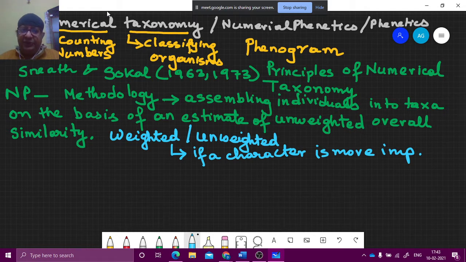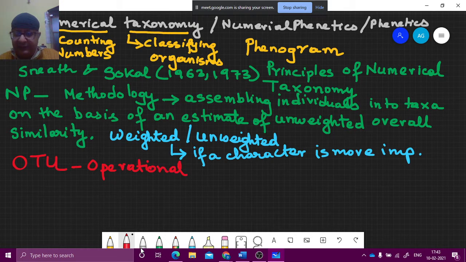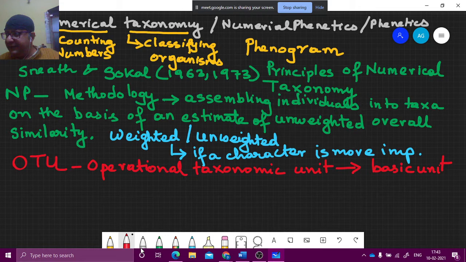Now, there are certain terms which we will be using. One of them is OTU, and this means operational taxonomic unit. Basically it is the basic unit in numerical taxonomy.